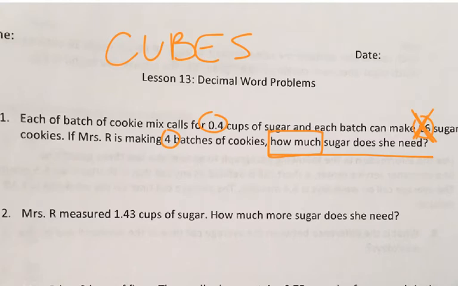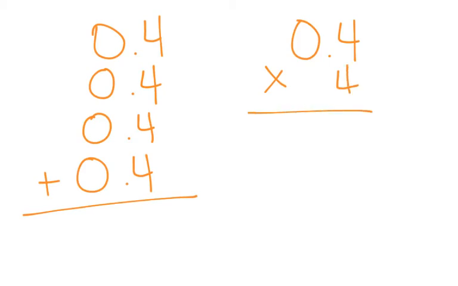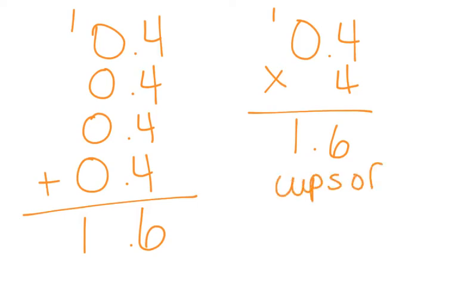How much? Now if you look at your keywords picture that I sent you a while ago, how much is an addition keyword. There are 2 ways to solve this, because you can add 0.4 4 times, which is repeated addition because you have 4 batches and 0.4 cups in each batch, or you can multiply 0.4 times 4. They will give you the same exact answer. 1.6 cups of sugar.